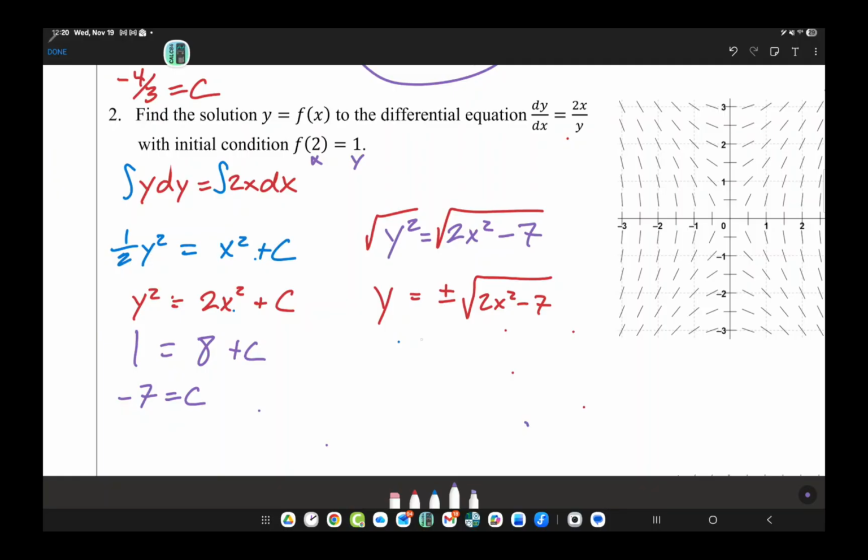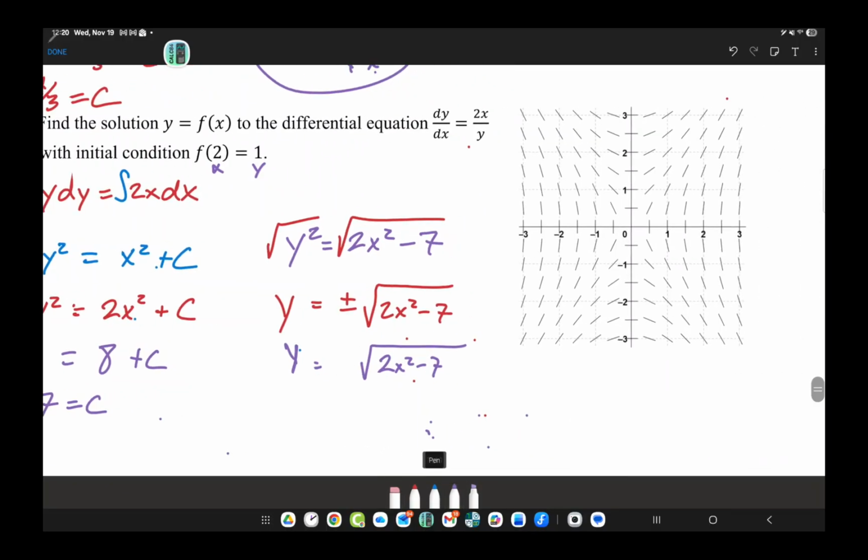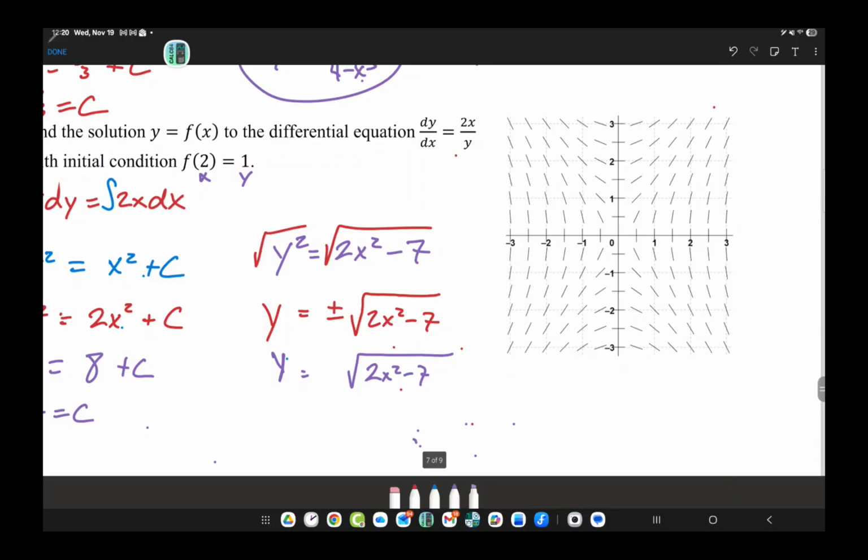So if I plug in 2, we get, well, this should be 1, right? So square root of, that kind of tells you what it has to be, right? It has to be positive. So yeah, y is equal to just plus. Or, again, you don't need the plus. The square root of 2x squared minus 7. Now, graphically, we know at 2 we have this value at 1. So, again, there. Something like that.